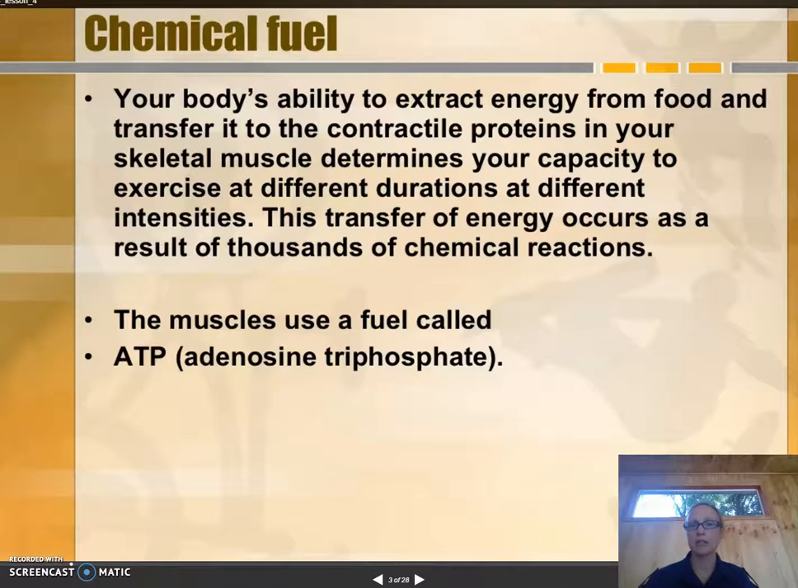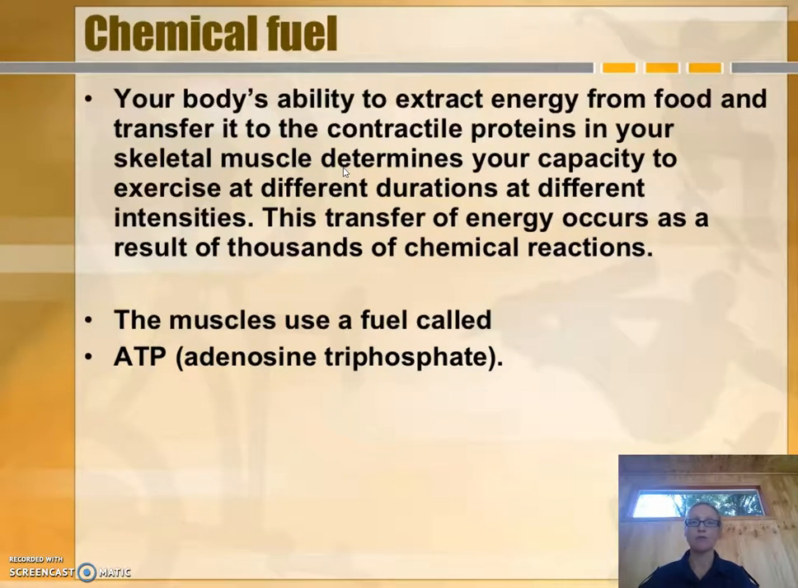So your body's ability to extract energy from food and transfer it to the contractile proteins in your skeletal muscle determines your capacity to exercise at different durations at different intensities. This transfer of energy occurs as a result of thousands of chemical reactions. Now, some of these require oxygen and some of them don't. But basically, the general gist of this whole paragraph is that when you eat food, it's for a reason. Food's made up of chemicals.